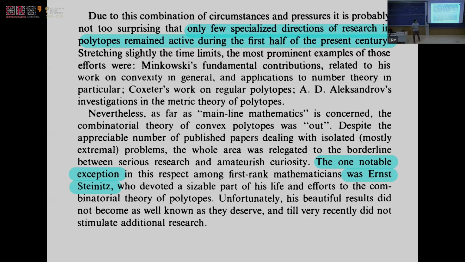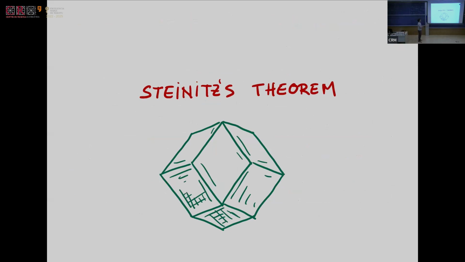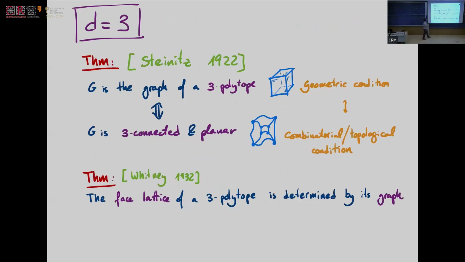Okay, so he did a lot of work on polytope theory during this period, and in particular, he proved a theorem which is nowadays known as Steinitz's theorem. So let me tell you about Steinitz's theorem. What he says is, if you want to understand a three-dimensional polytope, you can understand it combinatorially the following way. You can consider the graph made by the vertices and the edges of your three-polytope.